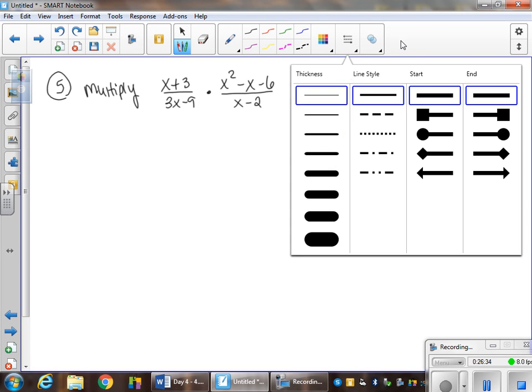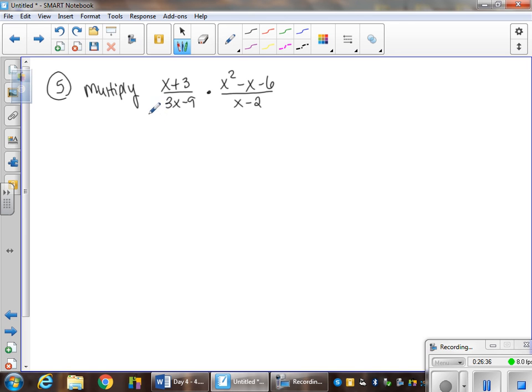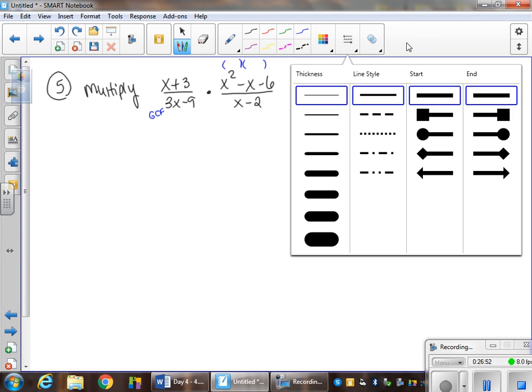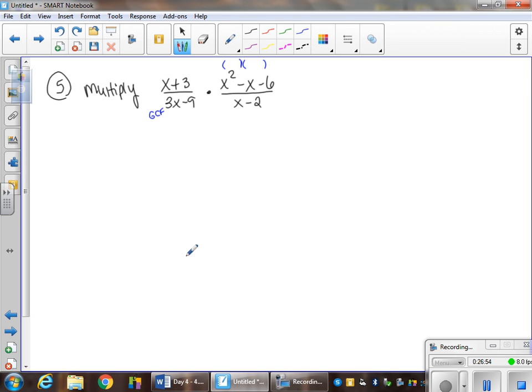So let's just take a bird's eye view here. For this denominator, I'm going to factor out a GCF. Over here, I see my quadratic. So I'm thinking this kind of factoring, right? Our double sets of parentheses. And x minus 2 is just x minus 2. Can't do anything with that. Okay, so let's take it from there.